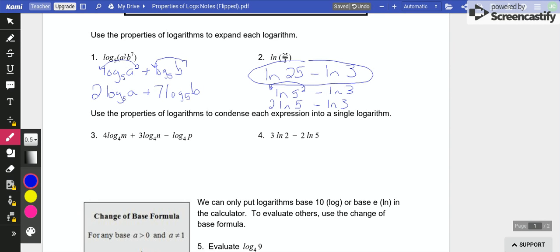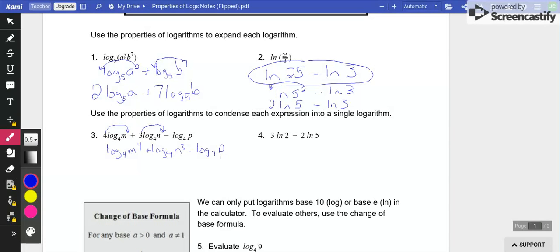All right, for number 3, we're going to go the opposite direction. So we're going to use our properties of logarithms to condense into a single logarithm. So I'm going to start by using the reverse of the down and front property, because we can't combine this addition while we have this 4 and the 3 in front. So we're going to pop these up into the exponents. Have to do that first. So we have log base 4 of m to the 4th plus log base 4 of n to the 3rd. And this last one, it doesn't have an exponent, so I'm just going to leave it alone.